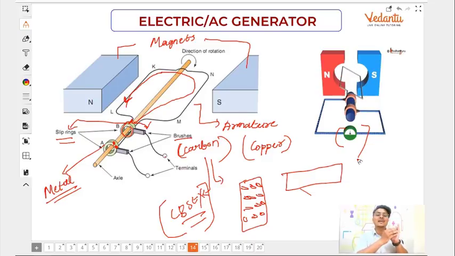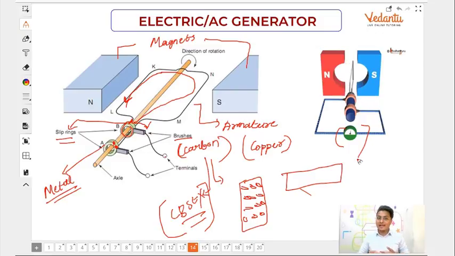But the slip rings are now attached to the brushes. Correct? Now they are attached to the brushes, and these brushes take up all the electric current produced by the armature coil and give it to the external circuit. The external circuit can be a battery, a house, an electric lamp, a galvanometer, an ammeter, whatever you say. Okay, bas. This is the construction.